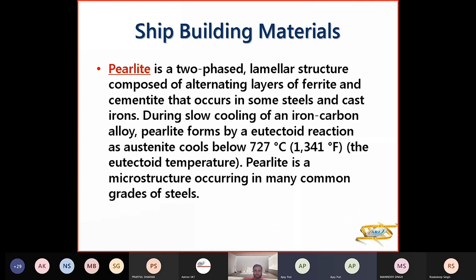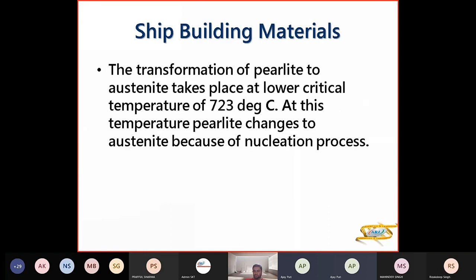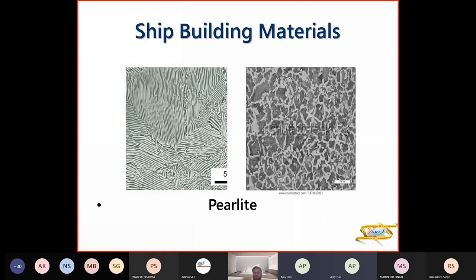This has come once or twice. What is pearlite? Differentiate between pearlite and cementite in your exam. Previously, 4, 5 years back, this has come: pearlite and cementite. So transformation of pearlite to austenite takes place at lower critical temperature of 723, and from cementite to pearlite will take place at high temperatures. So at the temperature, pearlite changes to austenite because of nucleation process. This is pearlite. Now we'll come to what is austenite.